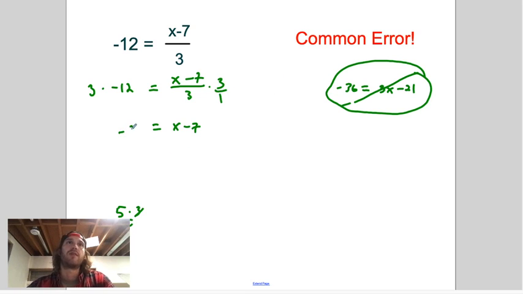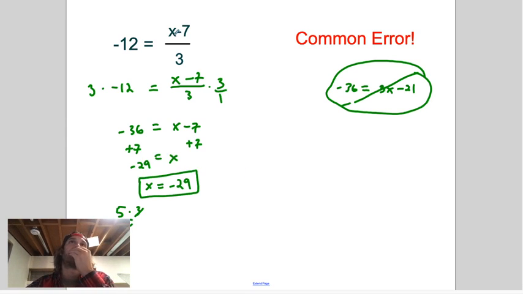So then over here we have negative 36, and I can add 7 to get negative 29. And x equals negative 29. It doesn't matter which side of the equation that it's on, okay? Negative 29 minus 7 is negative 36 divided by 3 gives us negative 12.